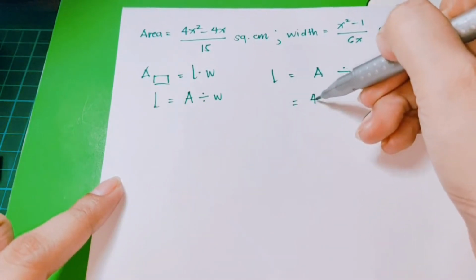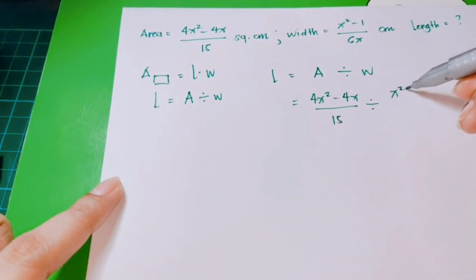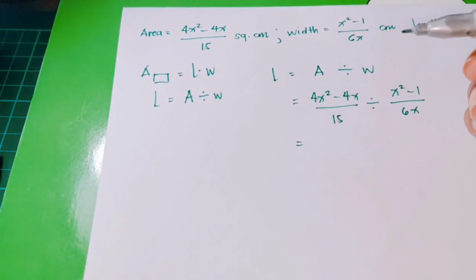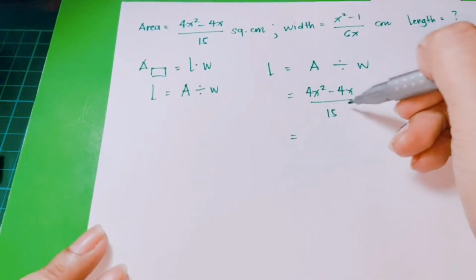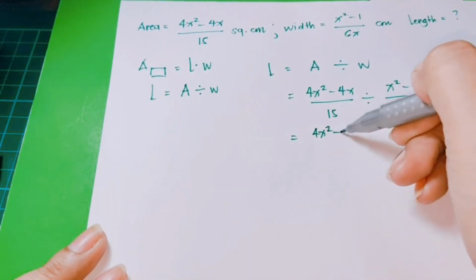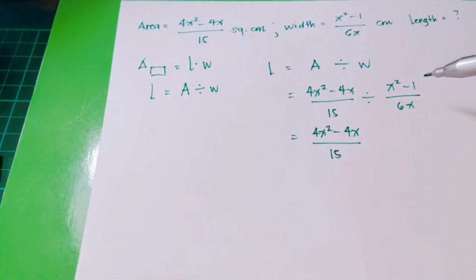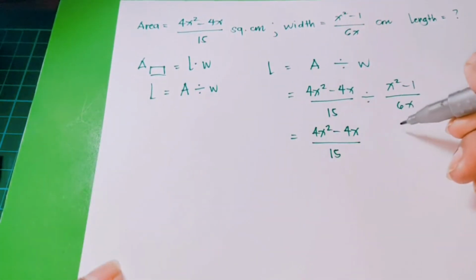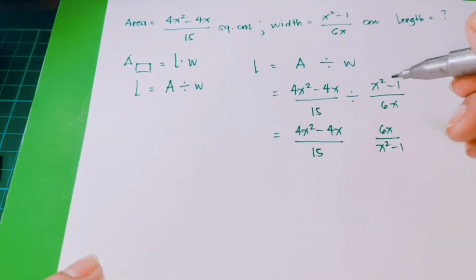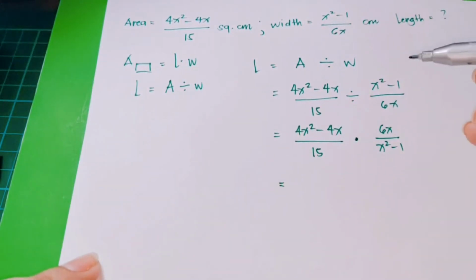So, we have 4x squared minus 4x over 15 divided by x squared minus 1 over 6x. Applying the steps in division, first we need to write the first expression as is. Then the second expression, or the divisor, as its reciprocal. So we have 6x over x squared minus 1. Then change the operation into multiplication. Then now we can factor the numerators and the denominators.